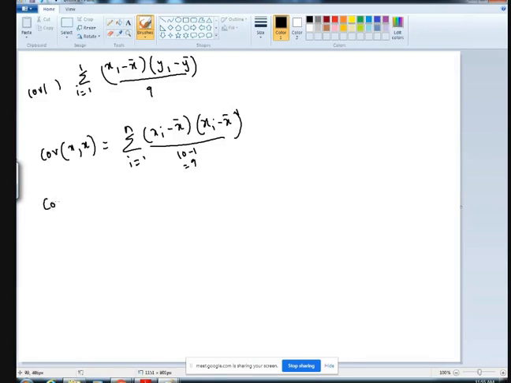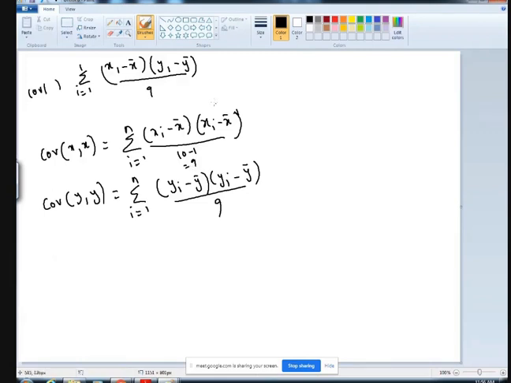Similarly, when you are finding covariance of y comma y, it will be i is equal to 1 to n. Now this will change to yi minus y bar. Similarly, yi minus y bar, that is y1 minus y bar, divided by 9. So for xy earlier, now when you find covariance of xx, both will be in terms of x, and when you find covariance of yy, both will be in terms of y. Right? So what we need to do further is that we need to find covariance of each and every instance.